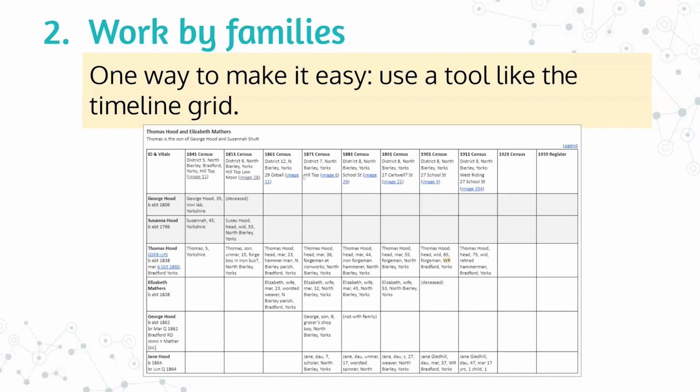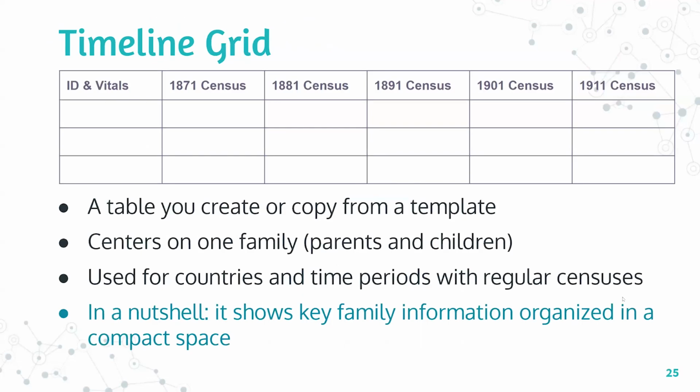So this is a timeline grid on the screen, but let's look at it in a little more detail. A timeline grid, very simply, is just a table that you either create yourself or copy from a template. It centers on one nuclear family, so parents and their children. I tried doing it multi-generational and it was a mess. So I now limit my timeline grids to just one nuclear family, the parents and kids. It's most useful in countries and time periods that have regular censuses, and its power is that it shows you key family information, a complete picture of a family organized in a compact space.